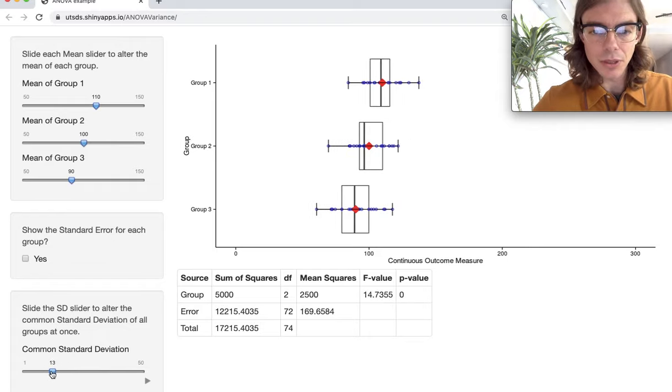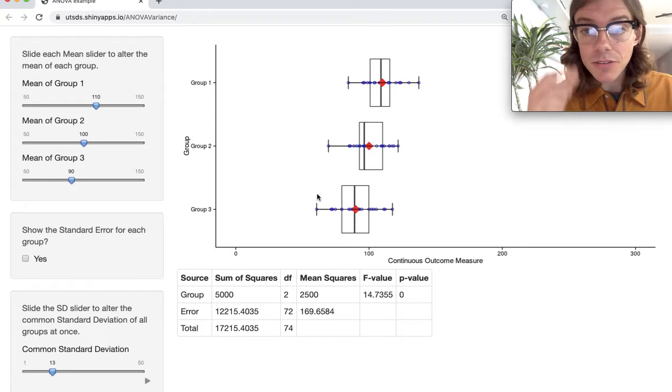right? So if we lower this to something very small, now these are much more distinct, right? And that p-value is effectively 0. It's a very, very small probability that you would get groups that are this different if you were sampling from populations that have the same mean. And that's really all an ANOVA is.